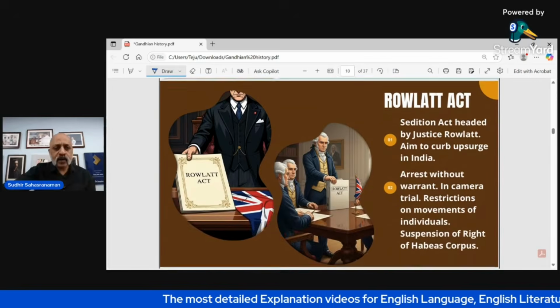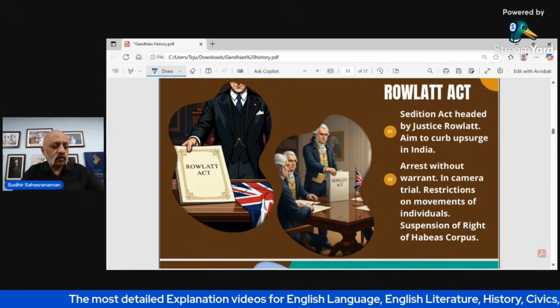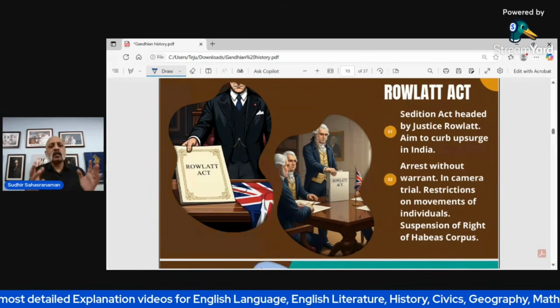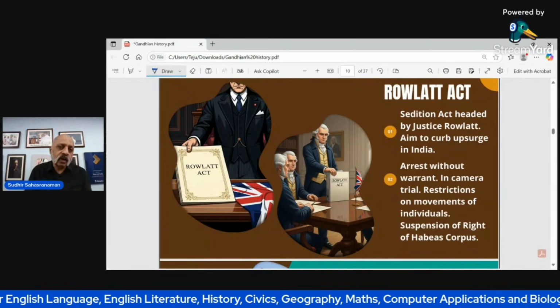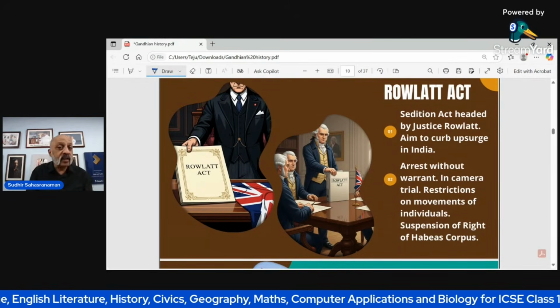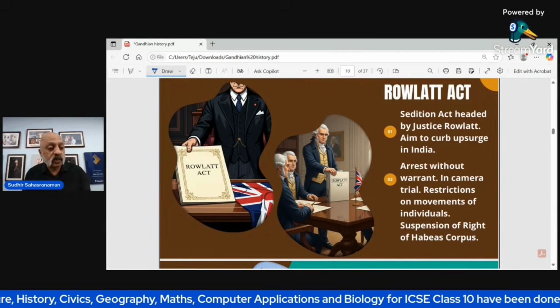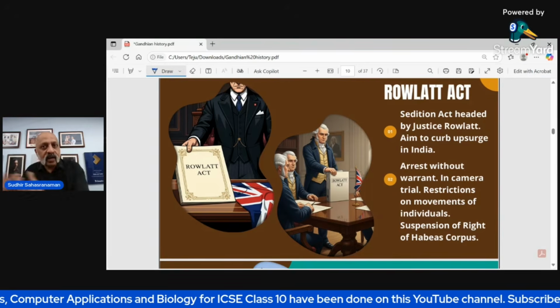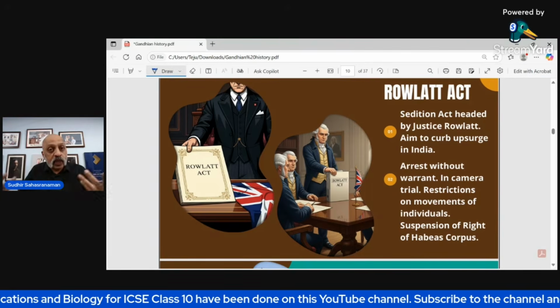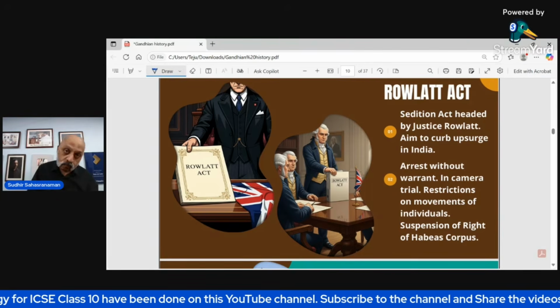Now, before we get into the Rowlatt Act, you may ask, why did Mahatma Gandhi choose to support the Khilafat movement? Because that's essentially a Muslim community struggle. What was really the need for Mahatma Gandhi to support the Khilafat movement? Because he saw in his support to the Khilafat movement an opportunity to unite the Hindus and the Muslims.